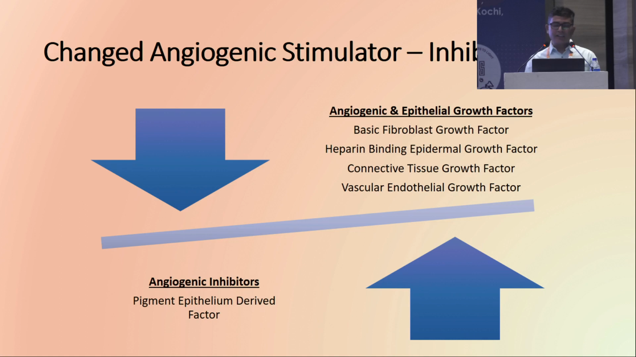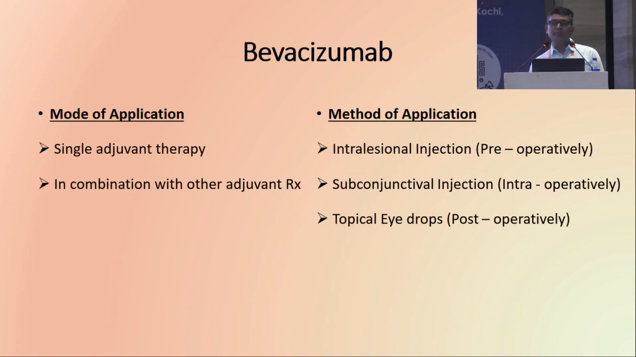Why is there a recurrence? Recurrence happens because there is an imbalance between the angiogenic stimulator and inhibitor balance. Vascular endothelial growth factor is one of the angiogenic stimulators. So, once anti-VEGF compounds became available for our retina colleagues, people started using them for the prevention of recurrence of pterygium also.